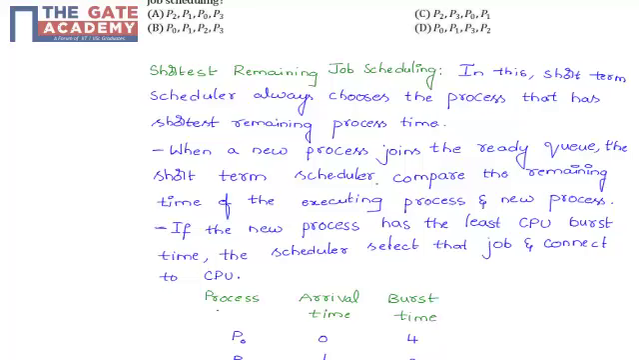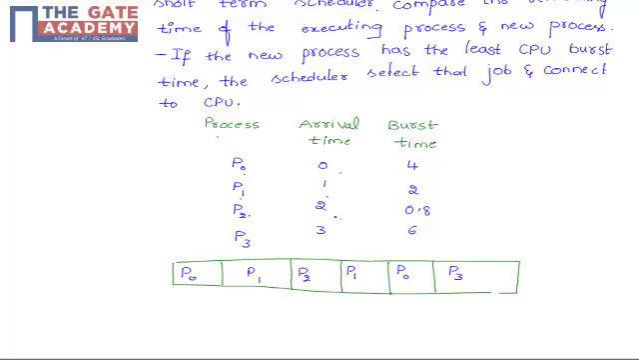Given process arrival time, burst time. For P0 it is 0, for P1 the arrival time is 1, for P2 the arrival time is 2, for P3 the arrival time is 3. Since P0's arrival time is 0, the CPU will use the process P0 at the time of 0, and the burst time for this P0 is 4. Before that, at the time of 1, P1 arrives in the ready queue. The burst time of P1 is less than the burst time of P0. So the CPU switches to P1 at the time of 1.